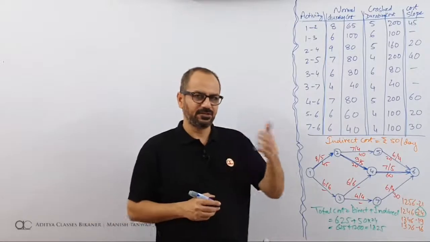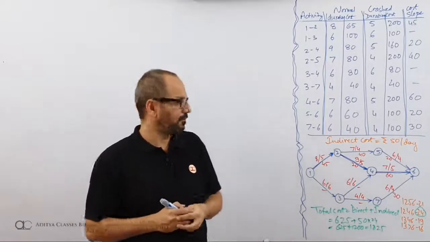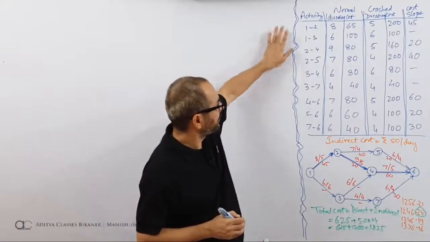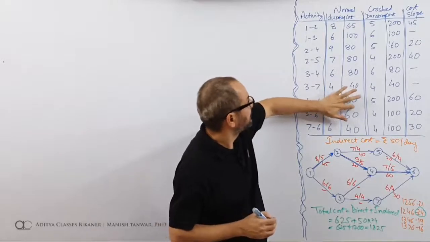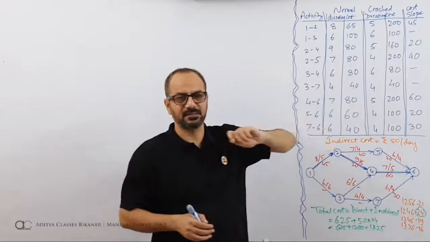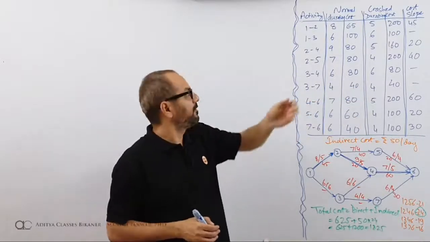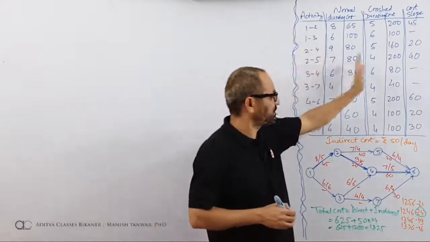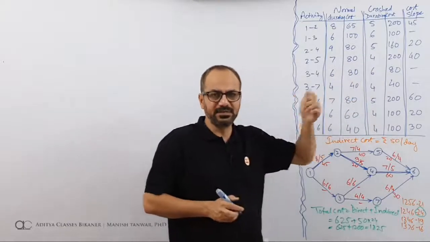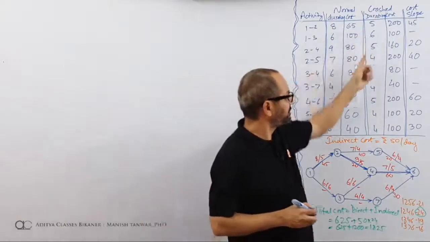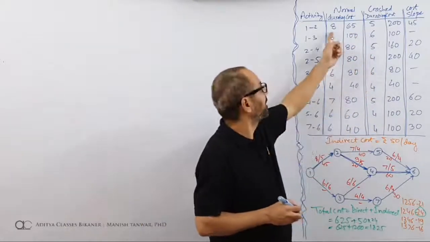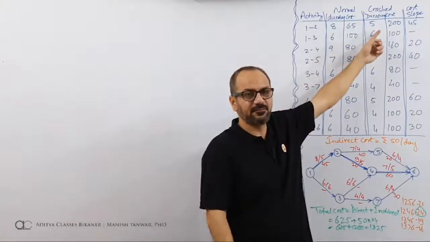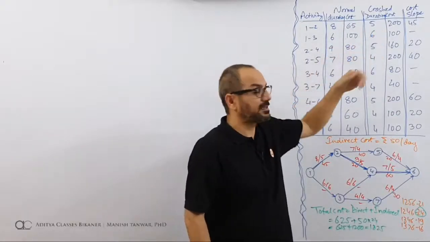Now, in the very first discussion on crashing, we saw these additional details. This is the normal cost, the cost that will be paid for normal duration operations. Then if you try to crash these durations, if you try to speed them up, you can finish these tasks in shorter durations. 8 days, but it can be done in 5 days. 9 days, it can be done in 5 days.